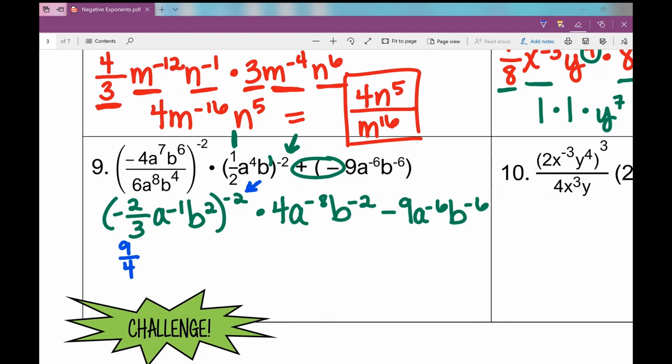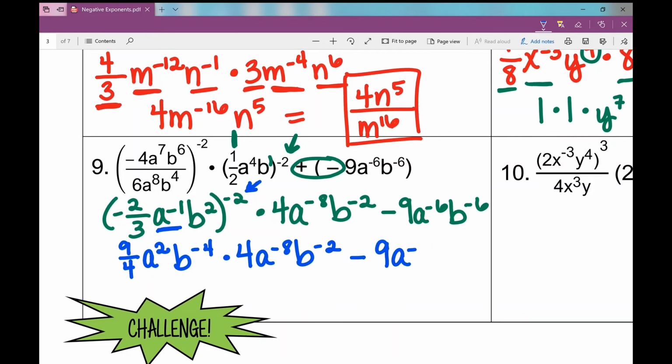All right, now I'm going to apply my power rule. So let's look at our a's. A to the power of negative 1 times negative 2 is a squared, times b to the power of 2 times negative 2 is negative 4, times 4 times a to the negative 8th, b to the negative 2nd, minus 9, a to the negative 6, b to the negative 6. Now when I'm looking at this and I'm subtracting, I'm thinking I'm probably going to get a term over here with this 9/4, a squared, b to the negative 4, that looks like a to the negative 6, b to the negative 6. Let's see.